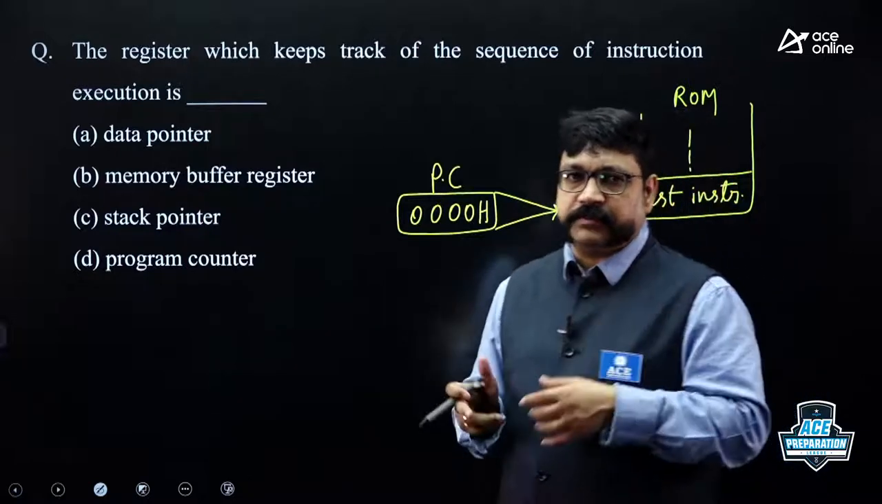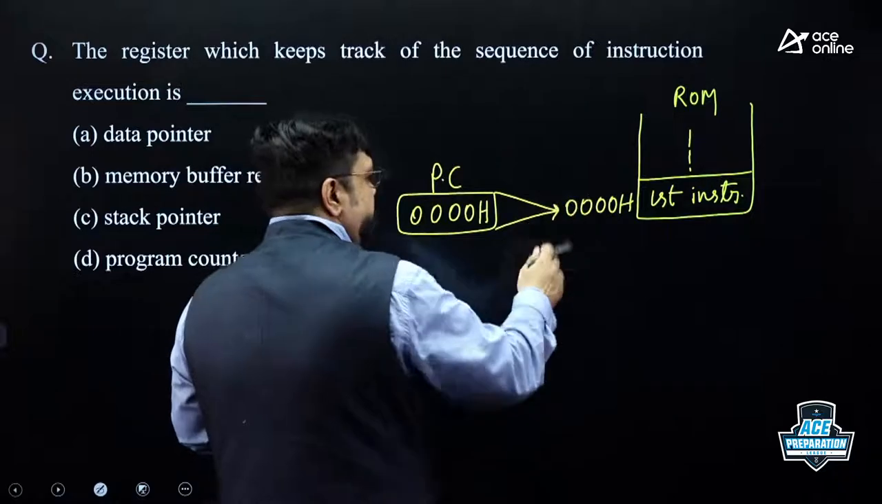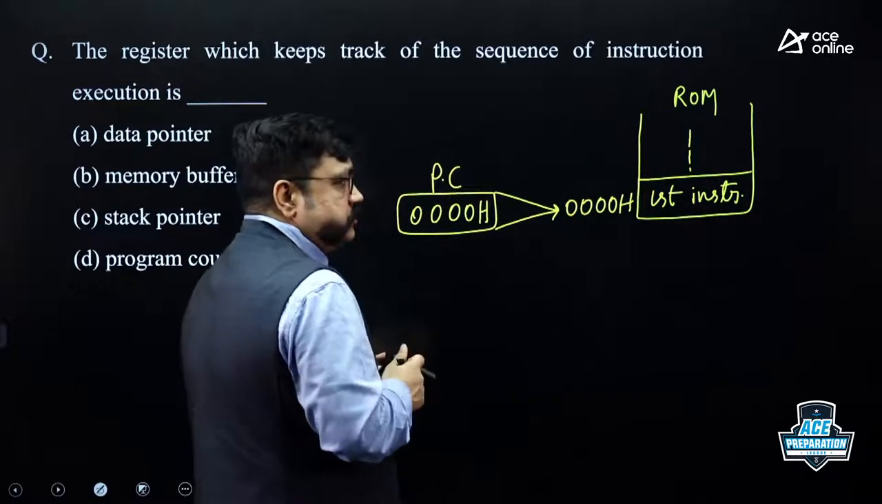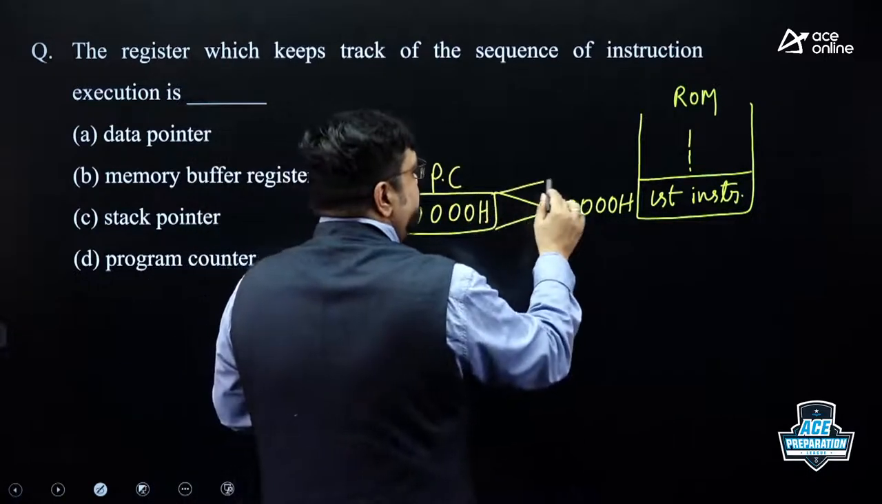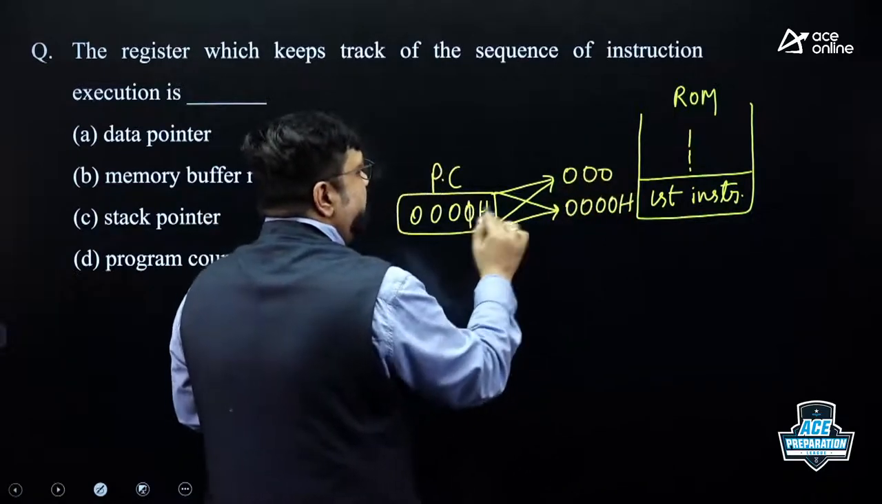That is what processing is. The process is to read the instruction from the memory, understand what the instruction says by decoding, and do it. So once it reads that first instruction and executes, the program counter will be incremented by 1, and it becomes 0001 hex.